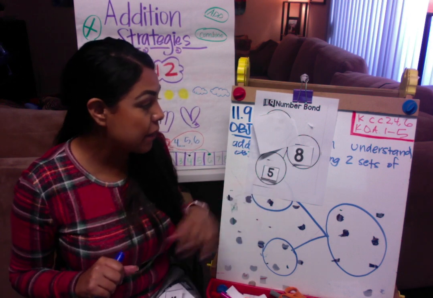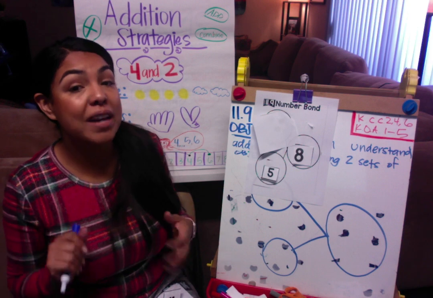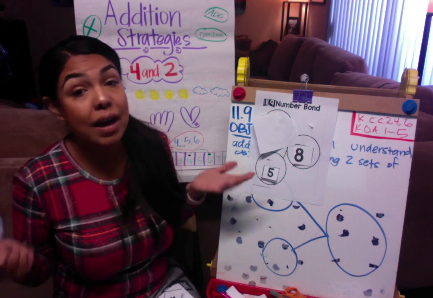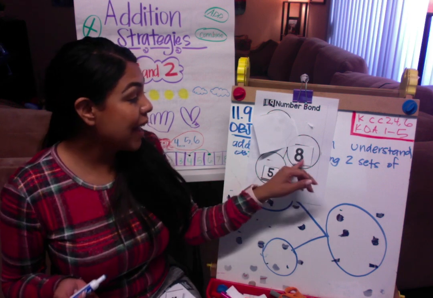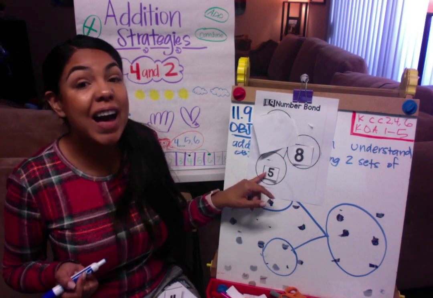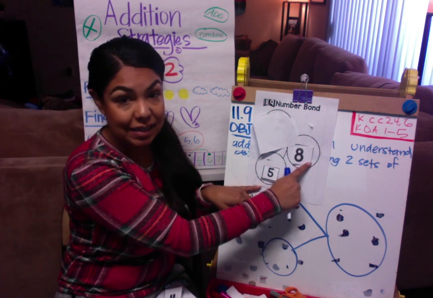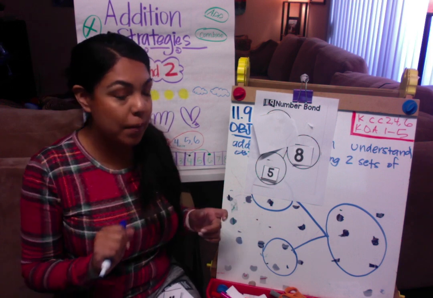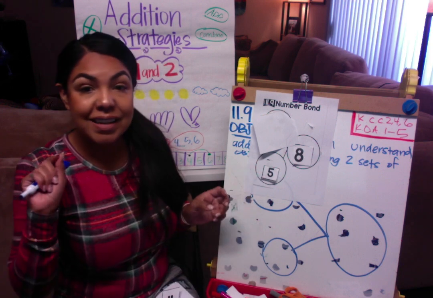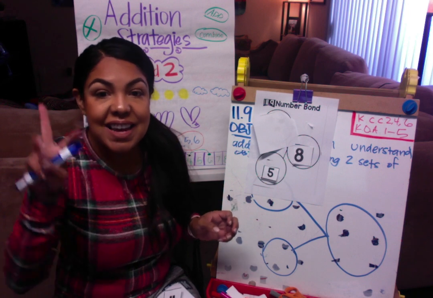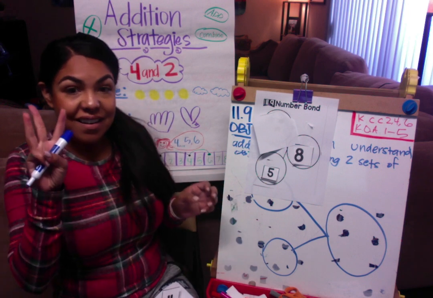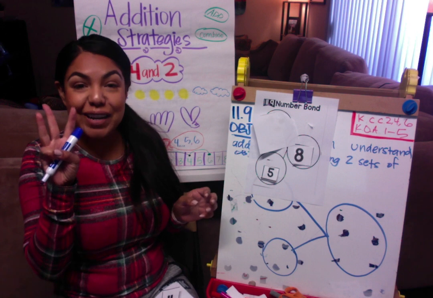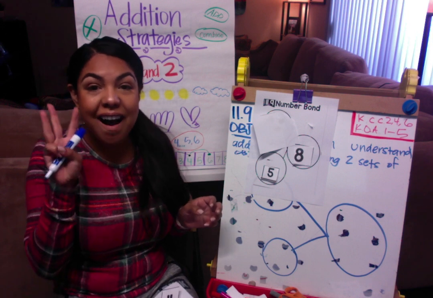Okay, so 5. So I know I have 5 red. So now I need to know how many blue. But I know I only have 8. So I'm going to count from 5 all the way to 8. Okay, so you guys are going to help me by counting with me. Let's solve it together. Ready? 5, 6, 7, 8. How many blue balloons did you guys help me solve for?